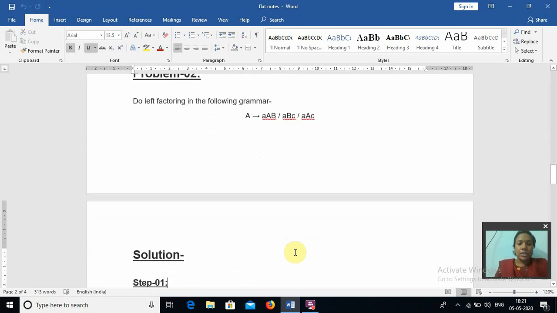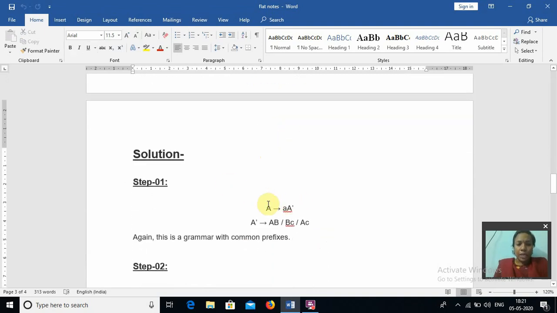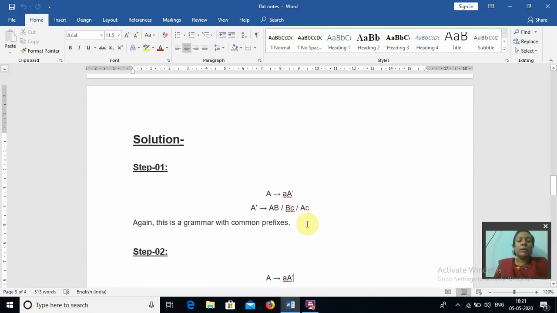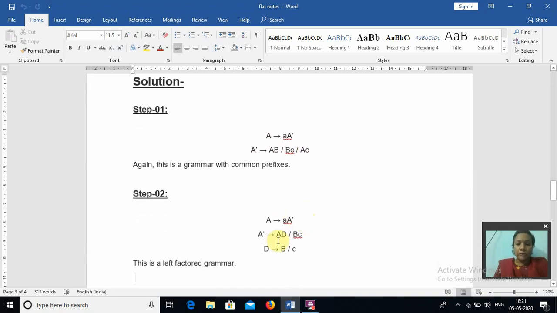So let's go with another example. A to a, ab, abc, aac. Here the common prefix is shared by all four production rules; a is the common prefix. So that can be defined like this: A to a A1, where A1 is ab, bc, ac. If you observe this, here also we have a common prefix in ab and ac. So again we can left factor it. So it is defined like this.